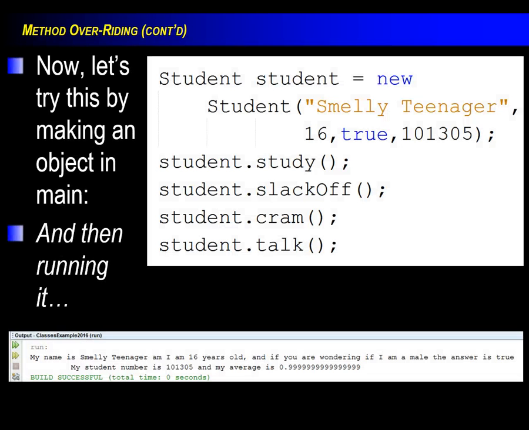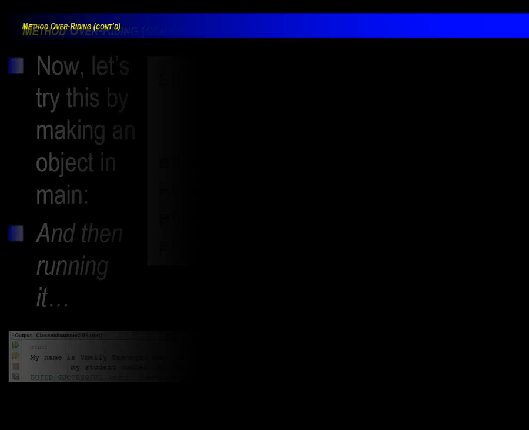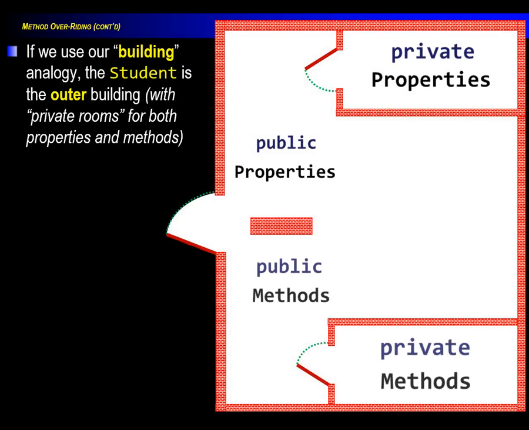All right, so here's my example in the slide notes. I made a new student, smelly teenager, 16, is a male, student number 101305, has the student study, slack off, cram, and talk, and you can see the output that would come out of that if we were running that code. Now, here's my analogy with the video now.